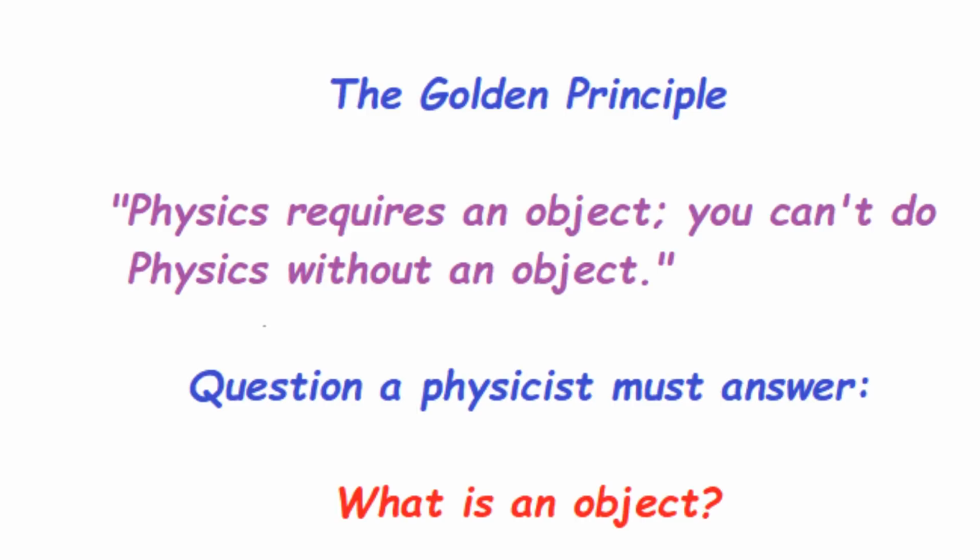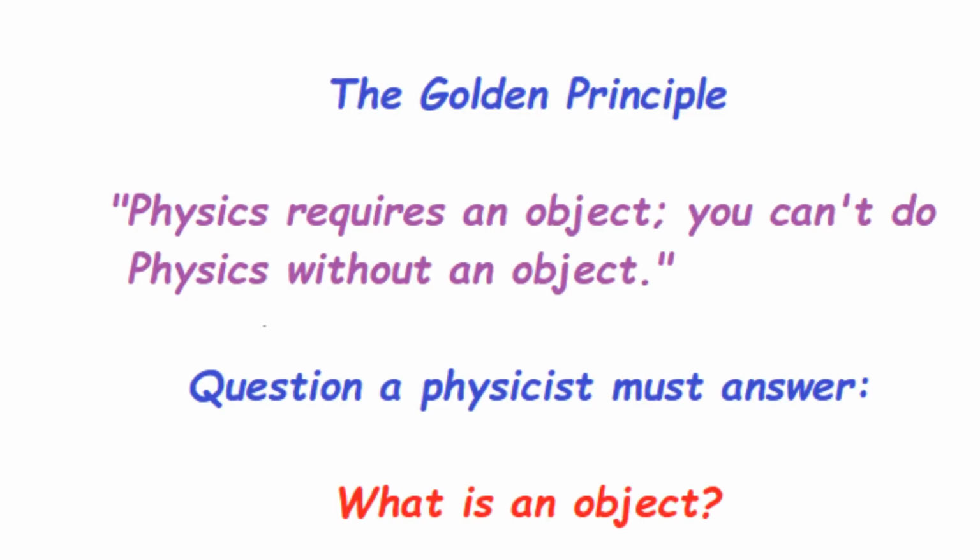And I'm establishing the foundations of physics. I'm saying physics requires an object. That's a non-negotiable principle. You can't even debate this. I'm not going to allow you to debate it, because you can't do physics without an object. Now, you can see the golden principle doesn't say physics requires math. Physics requires an equation. Physics requires an experiment. No such thing. Or a prediction. Physics requires an object. You absolutely need an object, because otherwise there is no physics.